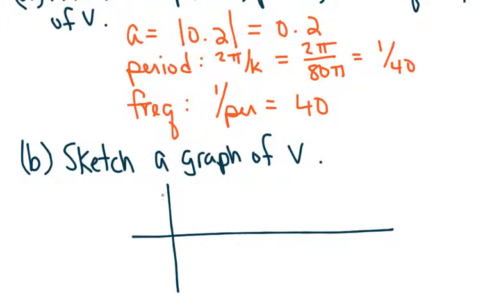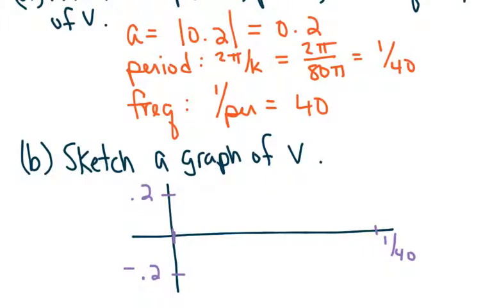So the amplitude is 0.2. So it goes up to 0.2. It goes down to -0.2. The period is 1 over 40. So I need the tick marks in between 0 and 1 over 40. So there are technically 5 tick marks, even though we're only going to draw 3 more.